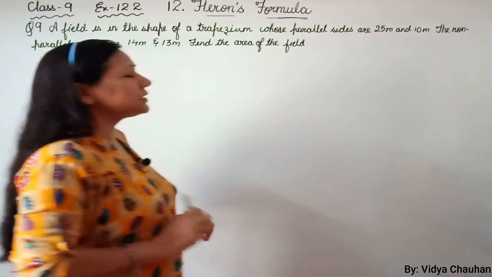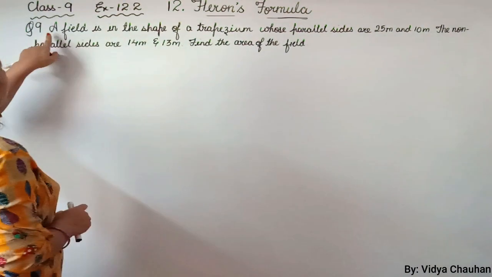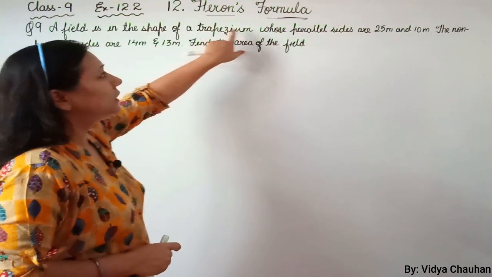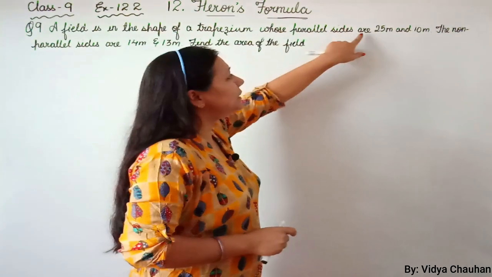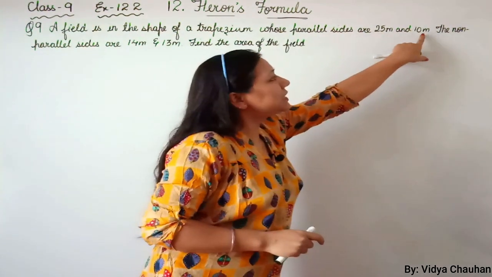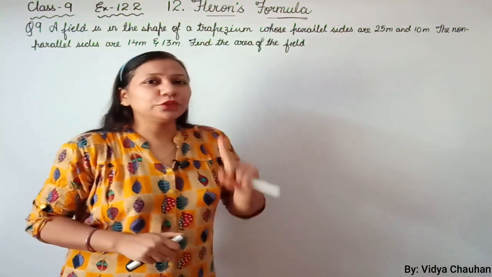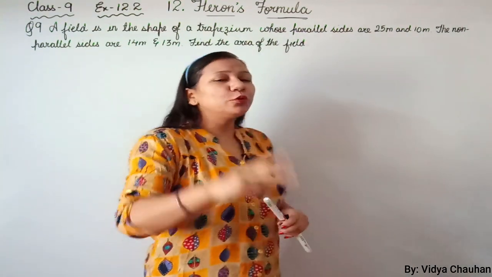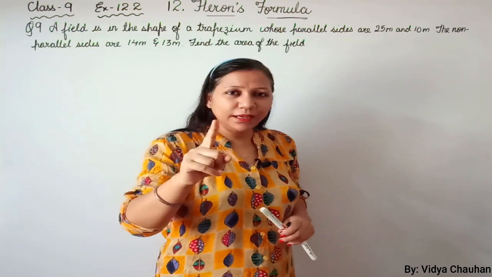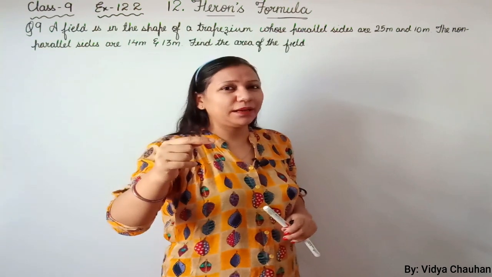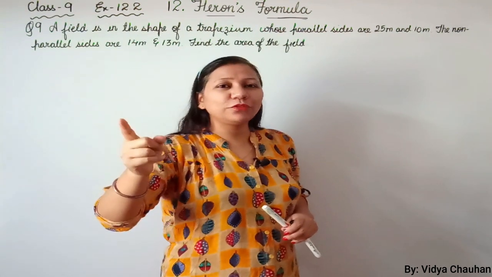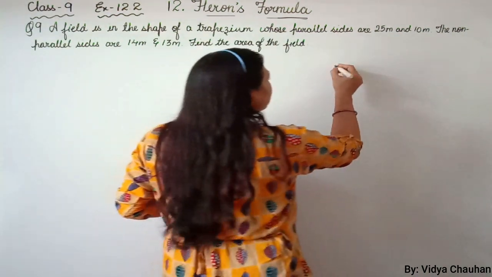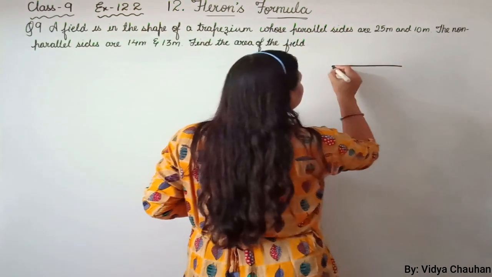So let us see what is being asked in the question today. A field is in the shape of a trapezium whose parallel sides are 25 meter and 10 meter. So very first, a trapezium is given to us. Trapezium is a shape whose two opposite sides are parallel, and the other pair of opposite sides are non-parallel. So very first, let me draw a trapezium here.